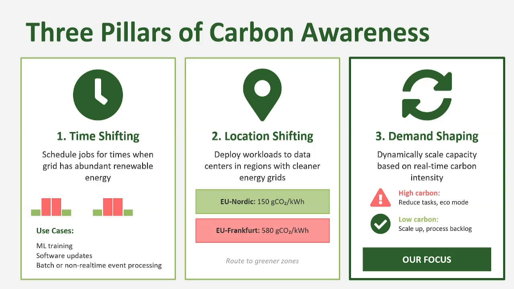And the third one, and this is the one we're going to focus on today, is shaping your demand. So it's dynamically scaling your own capacity based on real-time carbon intensity. In periods where the electricity grid where you're operating has high carbon, then you reduce your tasks and go into effectively an eco mode. And at times when the grid where you're operating is green, is low carbon, then you scale up and process any backlog that you may have. The idea of this carbon operator is that it provides the services to do this automatically without people having to rewrite existing software.